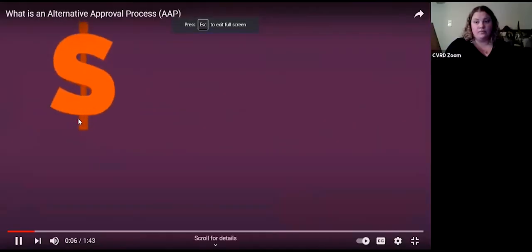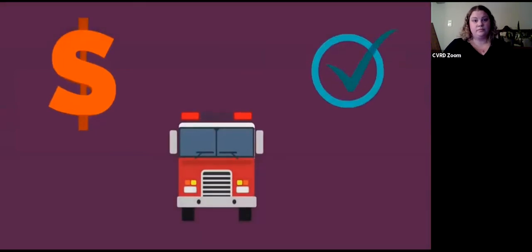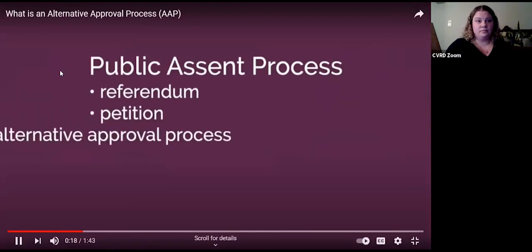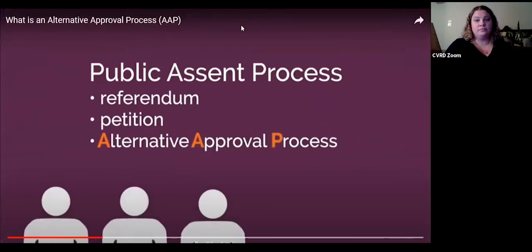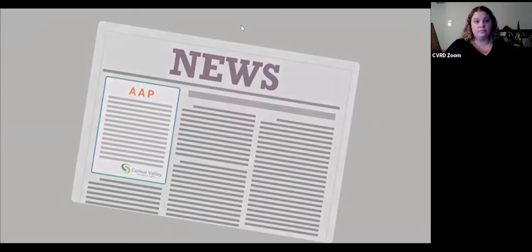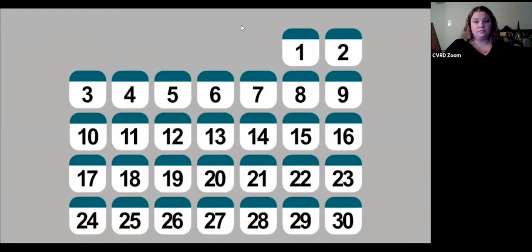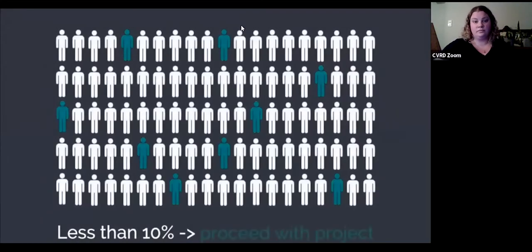Many initiatives, such as borrowing money for projects or establishing new regional services, need public approval. In these cases, the CVRD conducts a public assent process, like a referendum, a petition, or in some cases, an alternative approval process, or AAP, to gain support for the initiative before it moves forward. When using an AAP, the CVRD advertises its proposed action in the local newspaper and provides at least 30 days for voters to submit response forms indicating their opposition. If less than 10% register their opposition, the board can choose to proceed with the project.